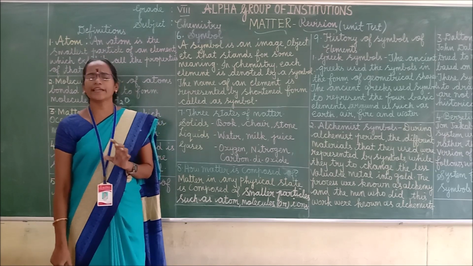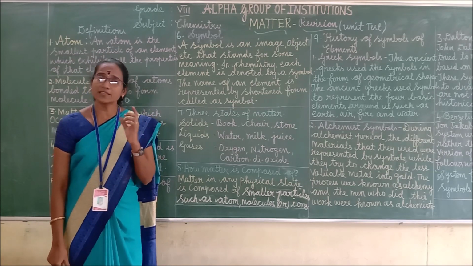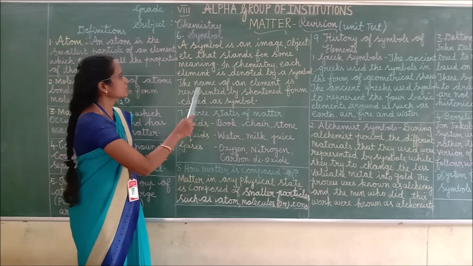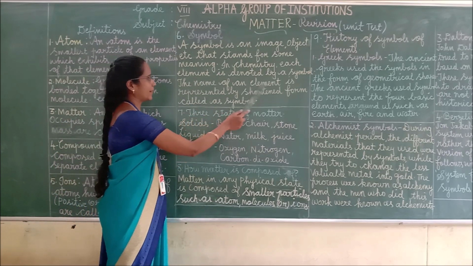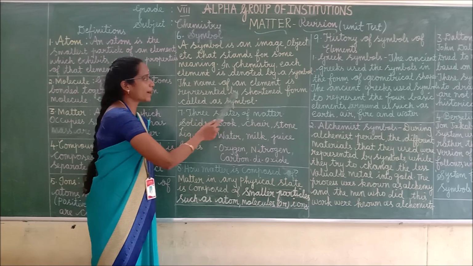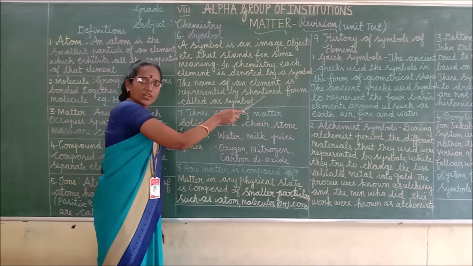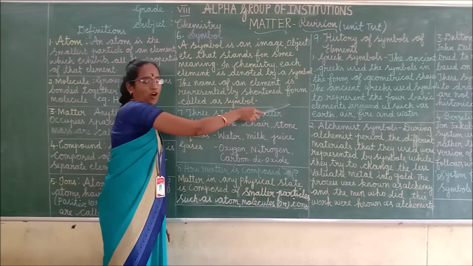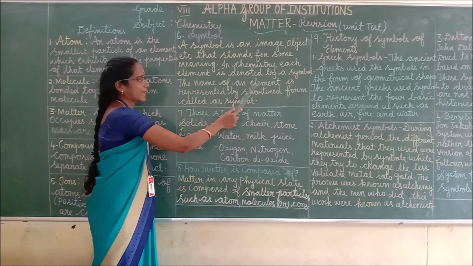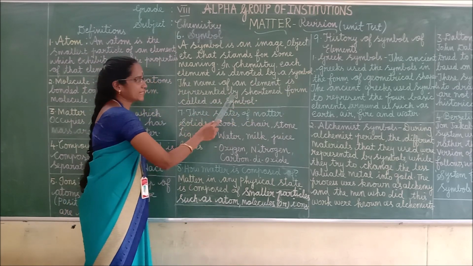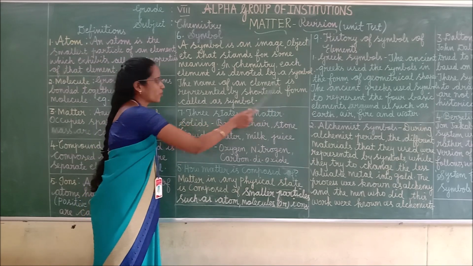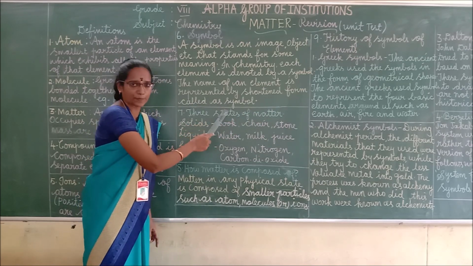All the 118 elements are represented by a symbol only, right? So, the name of an element is represented by a shortened form. This point, this line, this word is very important: shortened form. The name of an element represented by a shortened form is called a symbol.